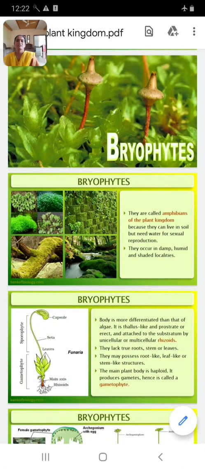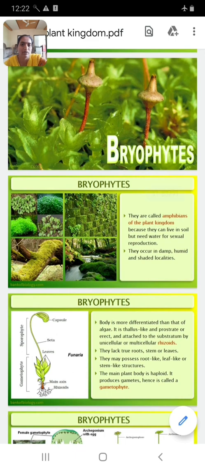Hello students, in today's video we will learn about the bryophytes. Bryophytes are from the cryptogams. It is the second group from cryptogams, or non-flowering plants, in which seeds are not produced. They are also known as the amphibians of the plant kingdom as they require water for their reproduction.